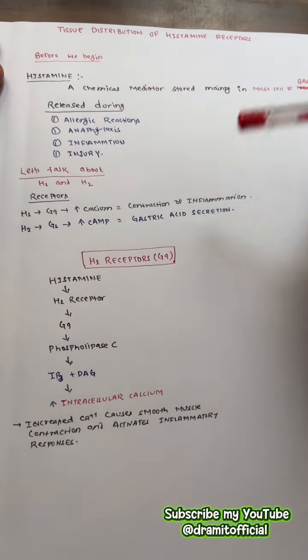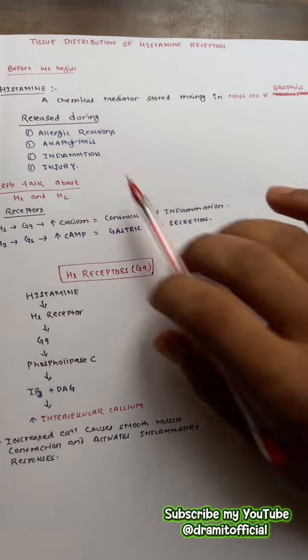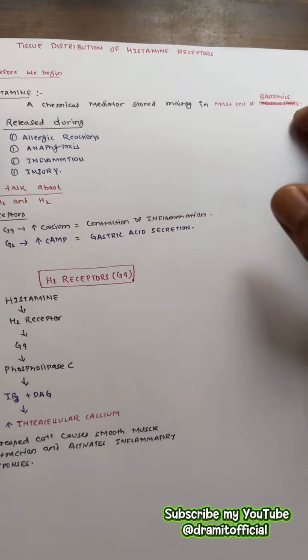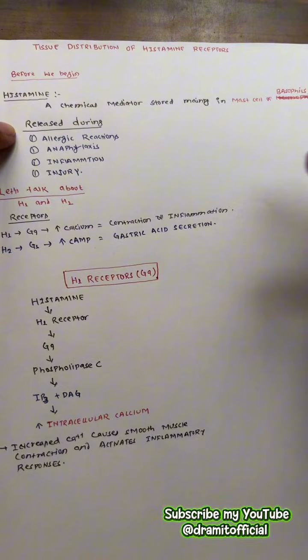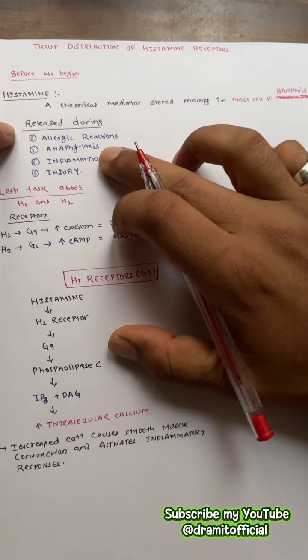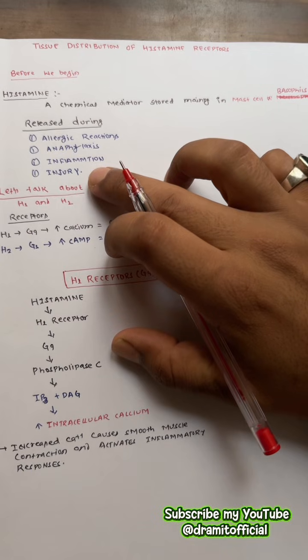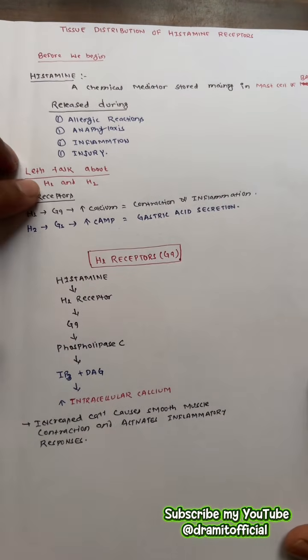Okay, so before we begin, let's first understand a brief introduction about histamine. Histamine is simply a chemical mediator that is stored mainly in our mast cells and basophils. And these histamines are released during allergic reaction in our body, during anaphylaxis, in any inflammations, and in any tissue injuries. Today we'll talk about H1 and H2 receptors of histamine.